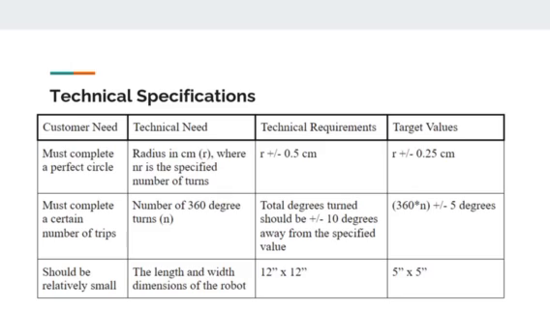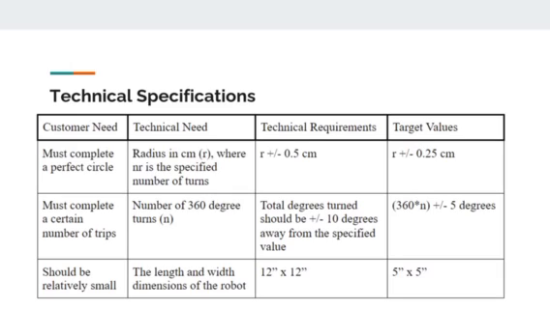For the technical specifications, our first requirement was to complete a perfect circle, and the technical need for that was to complete a radius in centimeters. We decided that the requirement had to be within 0.5 centimeters plus or minus, and we targeted to be within 0.25 centimeters.